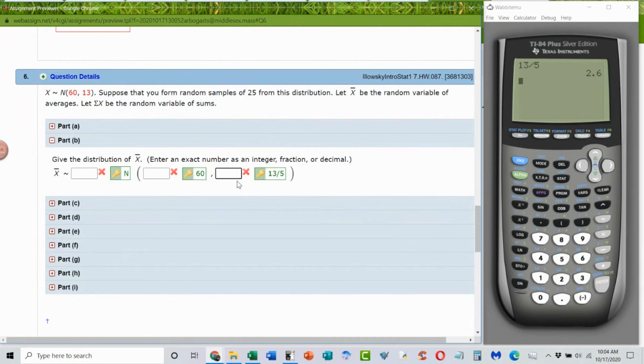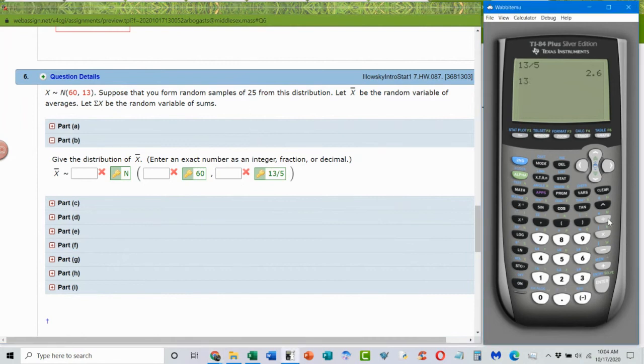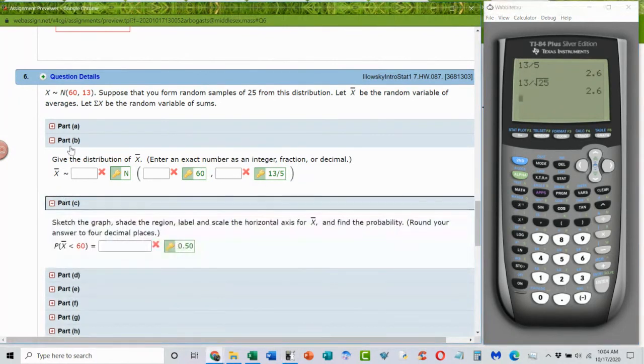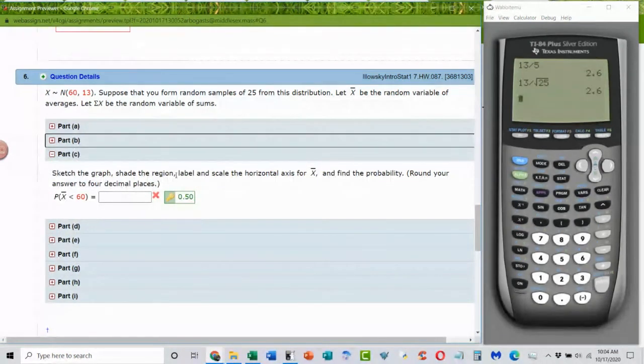But if we did that, and you didn't know what it was, 13 divided by the square root of 25, you get the 2.6. I would put that in there. I don't know why they write it as a fraction. It just seems weird to me. They say sketch the graph, okay, but they don't ask you to do anything with the graph. And then we're finding the probability that it's less than 60.